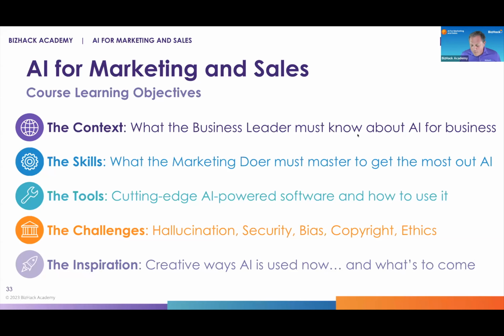So our goal with all of our sessions is to provide you 5 things. One is the context, what a business leader we believe really needs to know about using AI for business. This includes things like bias and source of truth and other things. It's not just about the tools. We do cover the tools, but we also cover the skills you need to be able to use those tools effectively as a marketing doer. We also talk about some of the challenges around hallucination, security, bias, copyright, ethics, the end of humanity. And we also want to give you some inspiration, often coming from either big companies or small, about how you can use this today to save time or make money.